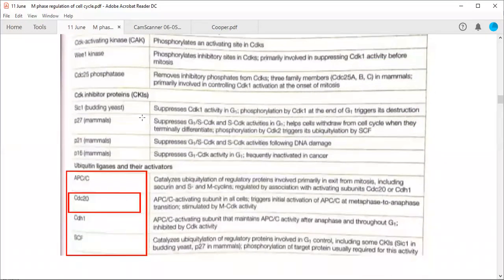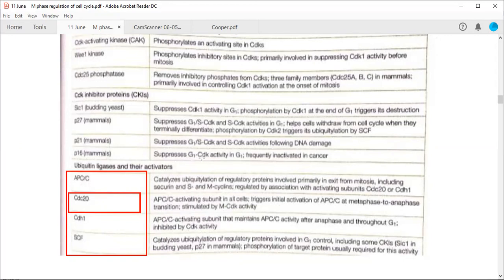Then there are certain inhibitory molecules, one that is SIC1, which is present in budding yeast. P27 we have discussed, which is inhibiting. During the S phase of the cell cycle, this P27 we discussed in the retinoblastoma portion. P21 we discussed in the P53 portion. We discussed it the day before yesterday, in the class that happened then. Similarly, P16 also has inhibitory roles during G1, suppressing the G1 CDK activity.